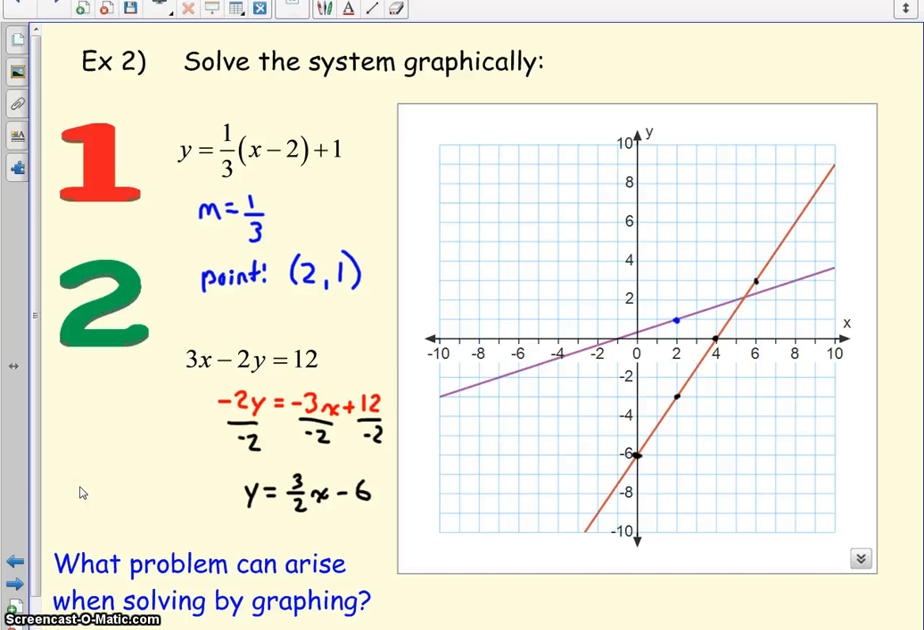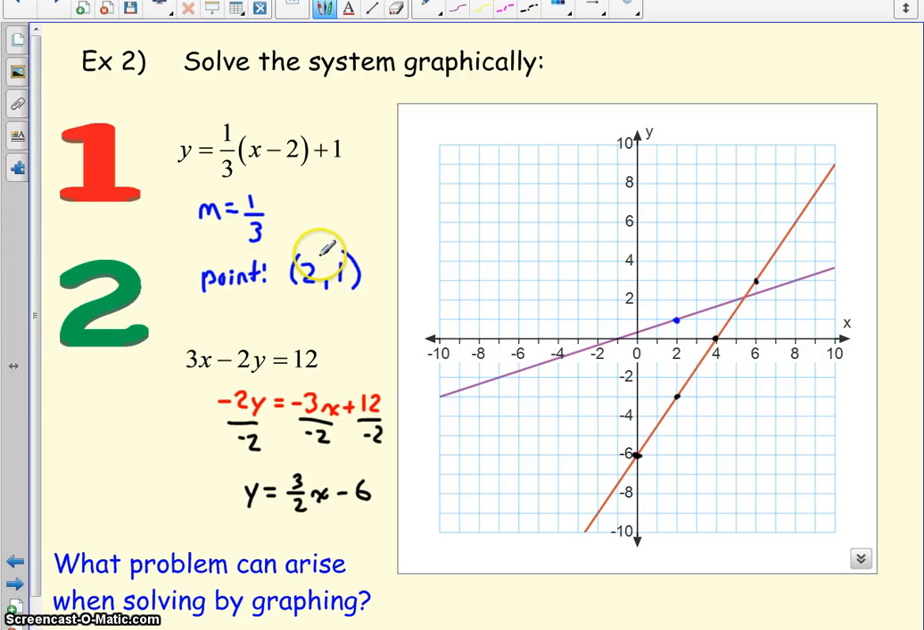Okay, so before we get into a discussion about the actual POI, let's double check our graphs here. For the first one, I'm given a slope of 1/3, and that passes through the point (2, 1). So starting at the point (2, 1), I go up 1 over 3 to the right, up 1 over 3 to the right, and so on to continue making my graph. That gives me the first line, the one in purple.